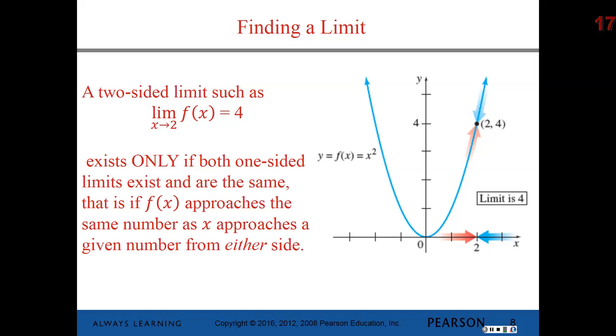In other words, I can't sneak up on 2 from the left and get closer and closer to a value of 5, and then try to sneak up on 2 from the right and get closer and closer to a value of 1, because then they're not going to come together and meet at the same value. So it can't be this way. That limit doesn't exist if they're going to miss each other at the point you're trying to approach. They have to actually come together at that point. Okay? So they have to be equal.